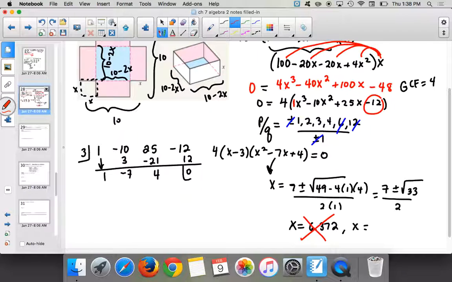No. That's out. Too big. All right, but that doesn't mean the other one doesn't work. So 7 minus the square root of 33. Hit enter. Divided by 2. What do we get? 0.6277 something says 0.628. That one is still a possibility.